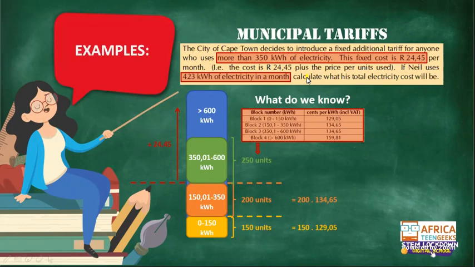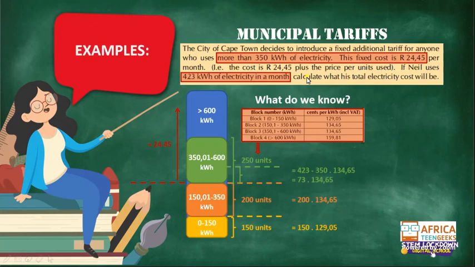There we go, Sharon, very nice. All we have to do is 423 minus, remember, the yellow block and the orange block are charged at a different rate. So we're not even going to look, we just take 423 minus 350, everything below the line. And in block 3, the green square, he is going to use 73 units, also at 134.65 cents.